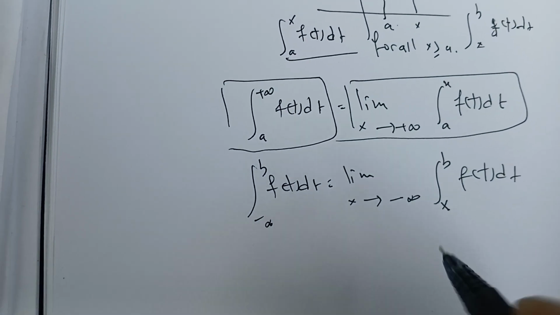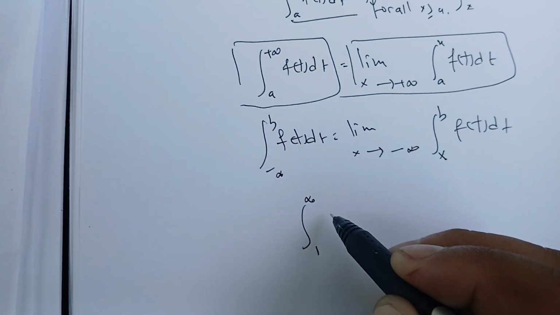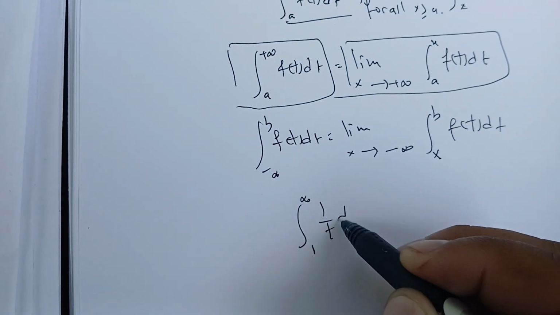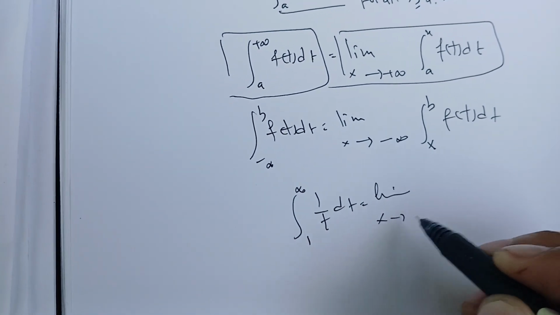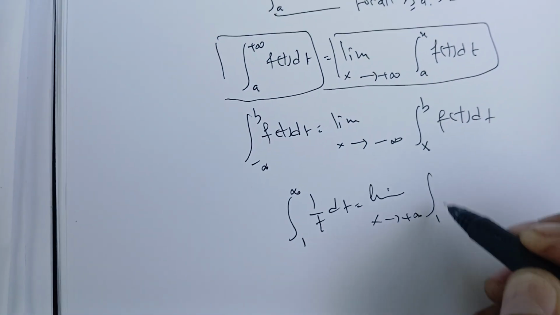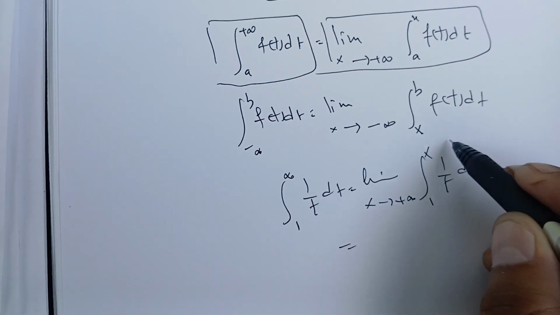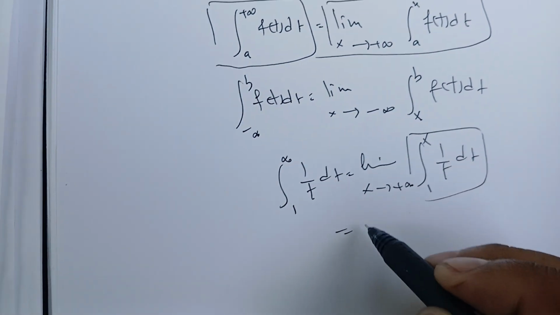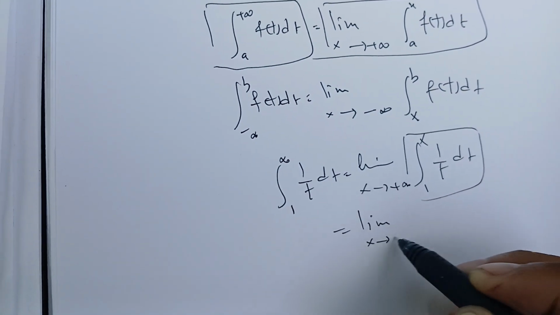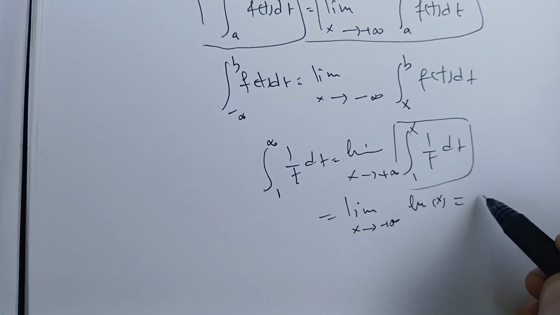For instance, we can find this integral of 1 over t dt. The limit here is defined as x goes to infinity of the integral between 1 and x of 1 over t dt. And we know that this one exists for all x bigger than 1. Therefore, it is the limit as x goes to infinity of the natural log of x, and this is infinity.